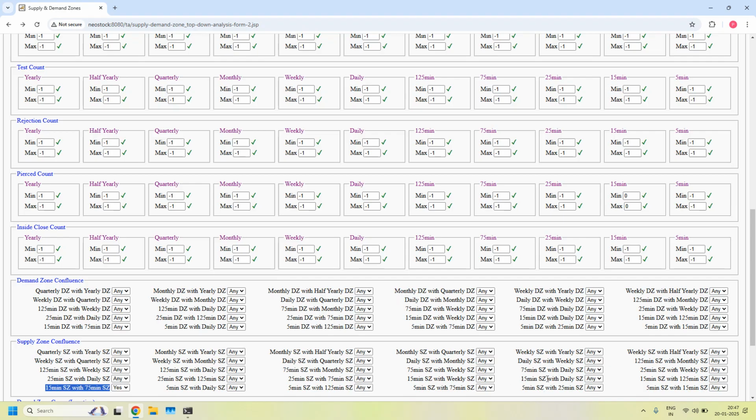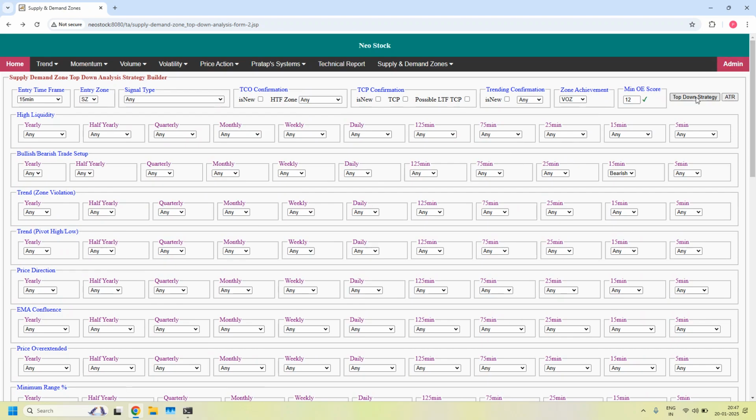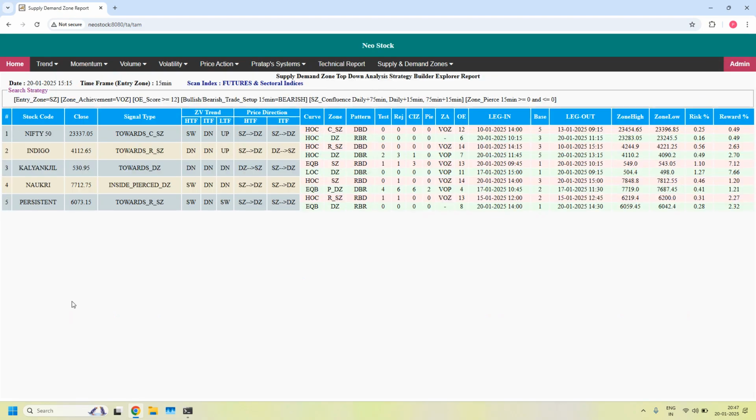Next LTF, HTF filter is 15 minute supply zone with daily supply zone confluence. Next ITF, HTF filter is 75 minute supply zone with daily supply zone confluence. With all the 3 filters, LTF, ITF, HTF supply zone confluence, we got 5 stocks. In these 5 stocks, these 15 minute supply zones are part of the 75 minute supply zone, both together again part of the daily supply zone. And daily trend is down only in second and third stocks.